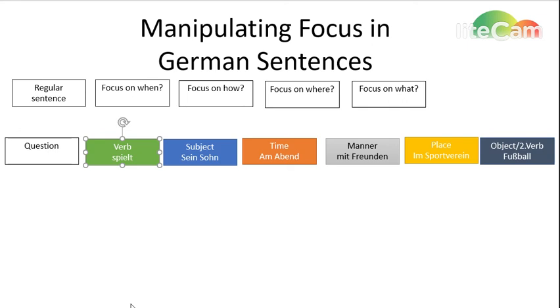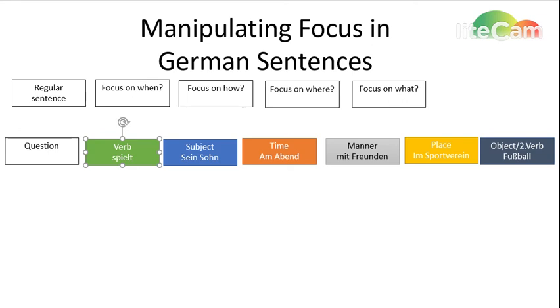So now you have the question, spielt sein Sohn am Abend mit Freunden in Sportverein Fußball? So plays his son in the evening with friends in the sporting club football. And that to a German is a question. So now you have it. There you see how you can manipulate the order.